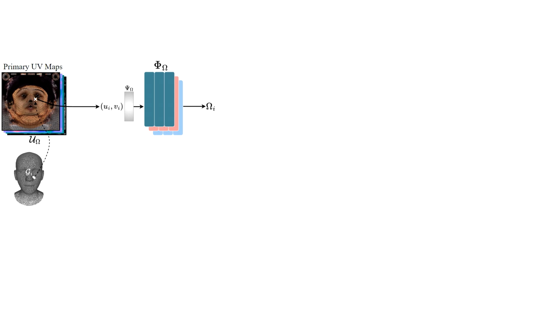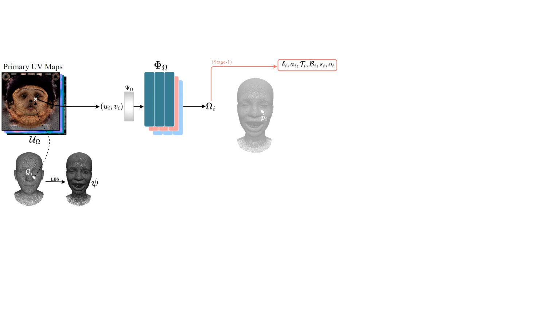We follow a two-stage training process, where in stage 1, the MLPs predict offsets, albedo color, tangent, bitangent, scale, and opacity. We transform each Gaussian G_i defined in the canonical mesh space to the posed 3D space of the FLAME head mesh obtained via skinning deformation with the mean position p hat_i. We then add the primary offset to the initial mean position to account for details such as skin, beard, hair, etc. over the canonical head mesh.